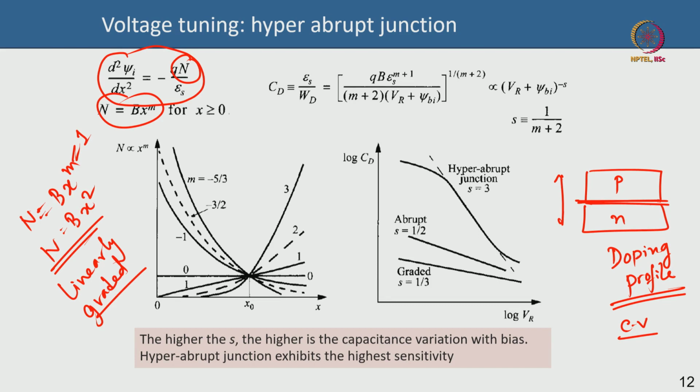Now, m can be also less than 1, say m equal to minus 2. So, it will be B x to the power minus 2, or it will be n equal to B by x square. Those are called hyper abrupt junctions.